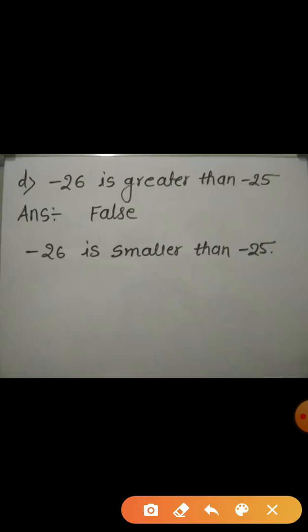And the last one, minus 26 is greater than minus 25. On a number line, minus 26 comes to the left of minus 25, right? It means minus 26 is not greater than minus 25. In fact, it is smaller than minus 25, right? It means the given statement is false. And the correct one is: minus 26 is smaller than minus 25.